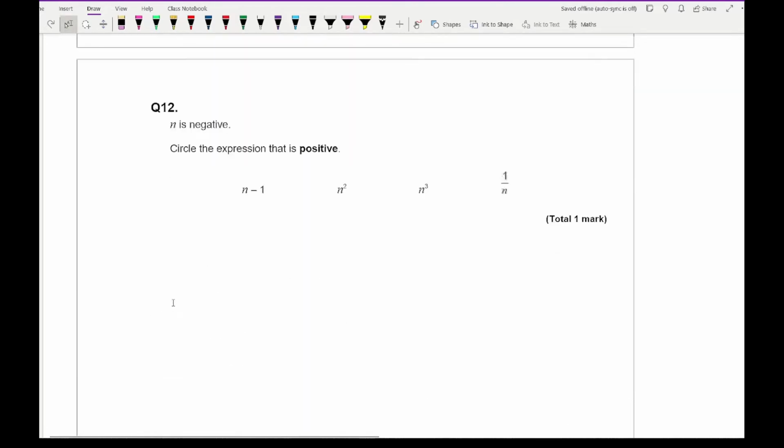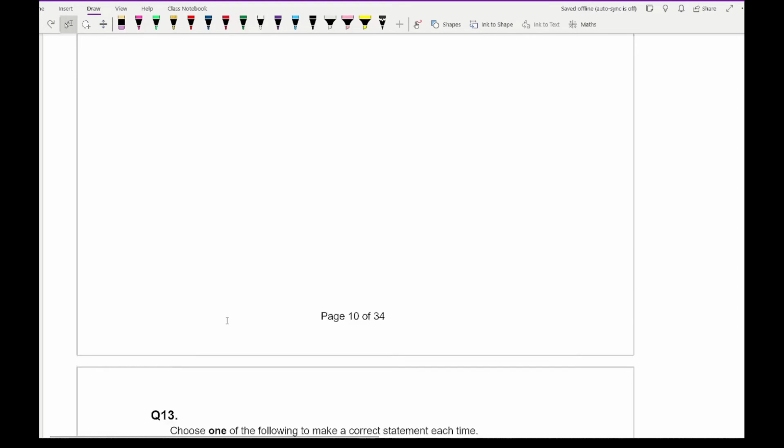Looking at question 12, it says n is negative. Circle the expression that is positive. So for this, what you could do is pick a negative number. Let's go for n equals minus 3, and then substitute it into each of these expressions and see which one gives you a positive answer, in which the correct answer you should have is n squared.